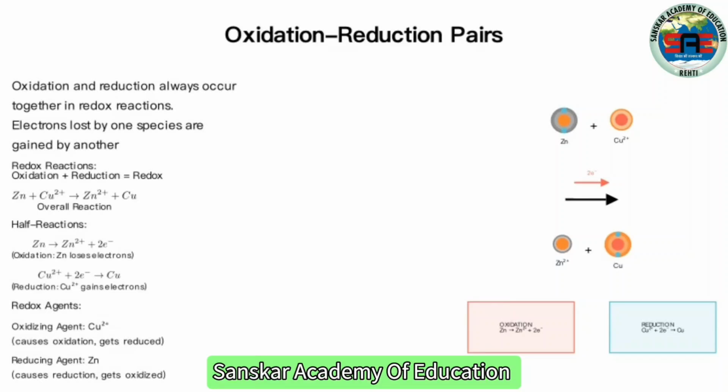In this process, copper ions act as the oxidizing agent because they cause zinc to be oxidized, while zinc acts as the reducing agent because it causes copper ions to be reduced. Understanding these electron transfer processes is fundamental to predicting and balancing redox reactions.